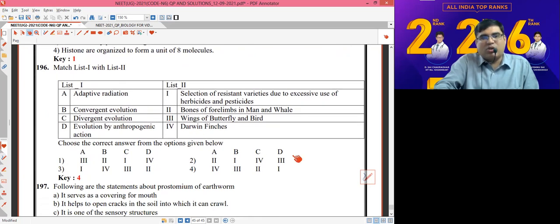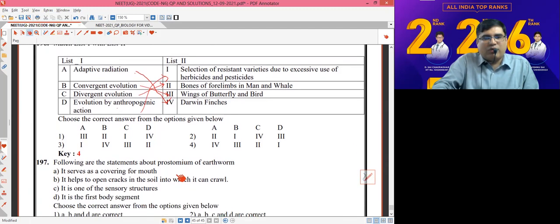So next, again the match the column question is there. Here you can see adaptive radiation, again reflecting in the evolution chapter, Darwin's finches. Convergent evolution, again we can see B with 3, that is the wings of butterfly and bird, right? It is the convergent evolution. What is the divergent evolution here in relation? Again that is 2, the bones of forelimb in man and whale. And lastly, evolution by anthropogenic action, that is man-made action basically, right? So of course it is reflecting as the use of pesticide and herbicide.